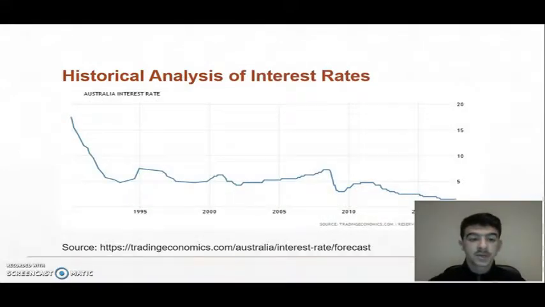From this chart, we can observe Australia's interest rate from the year 1995 to 2015. If we carefully observe from the year 2010, we can see that the Australian interest rate sits just below 4%. However, as the year progresses, there is a constant decrease in the interest rate.